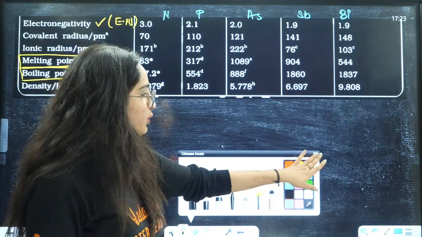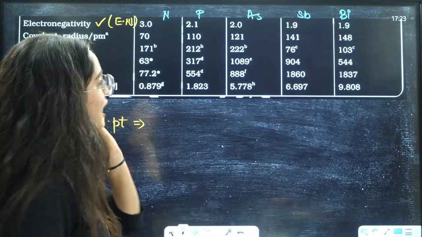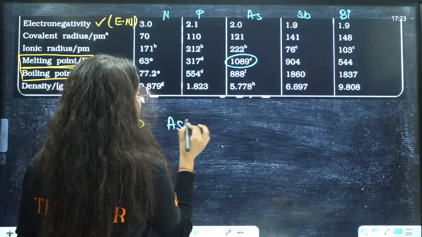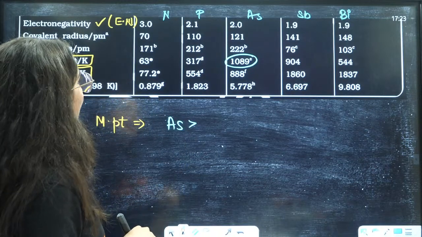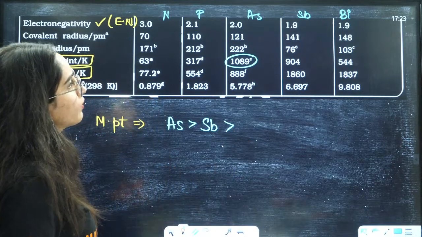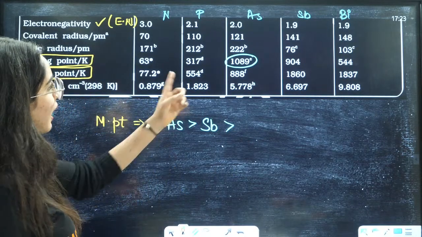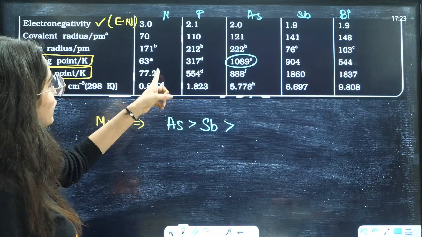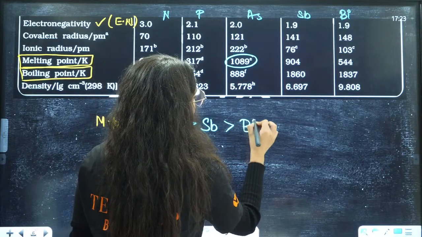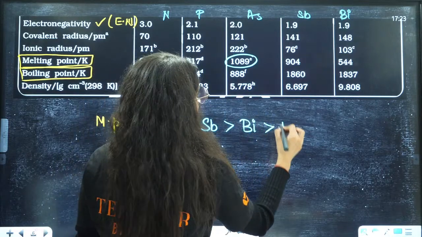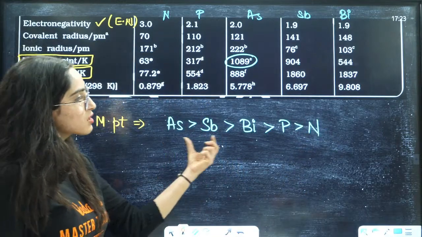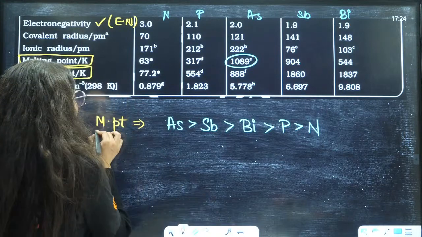Hello, good evening, beta. As you can see from here, this is the maximum. So arsenic has the maximum, then you have antimony. After that, you have bismuth, then phosphorus. Then minimum is for nitrogen. So this is the order of melting point, right?